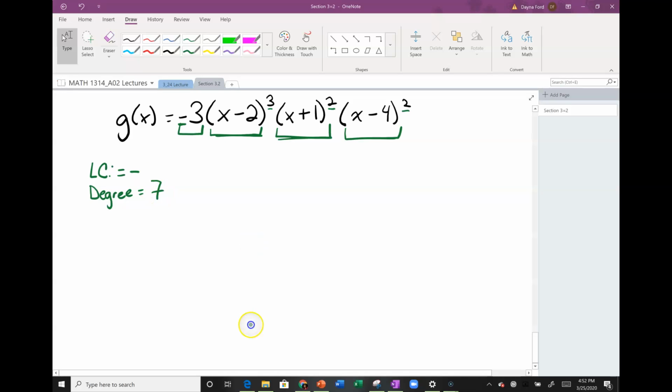Since I am negative, the end behavior is going to be down on the right-hand side because it's negative. And since it is odd, it means that I'm going up on the left-hand side. Remember, odd means that I'm going in opposite directions. So now that I've found the end behavior and everything, I want to look at the zeros and their multiplicity.